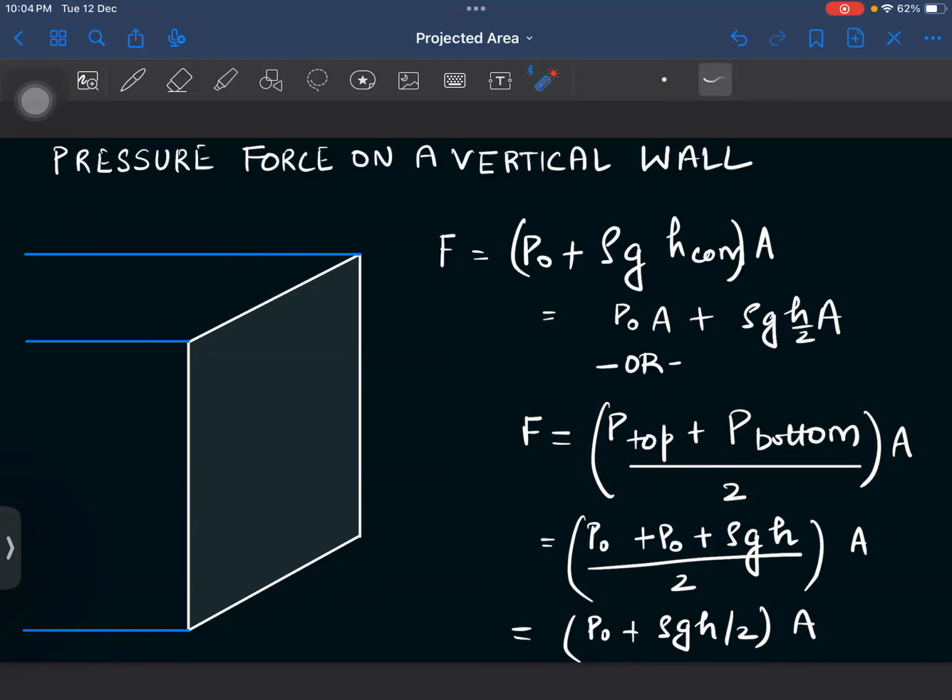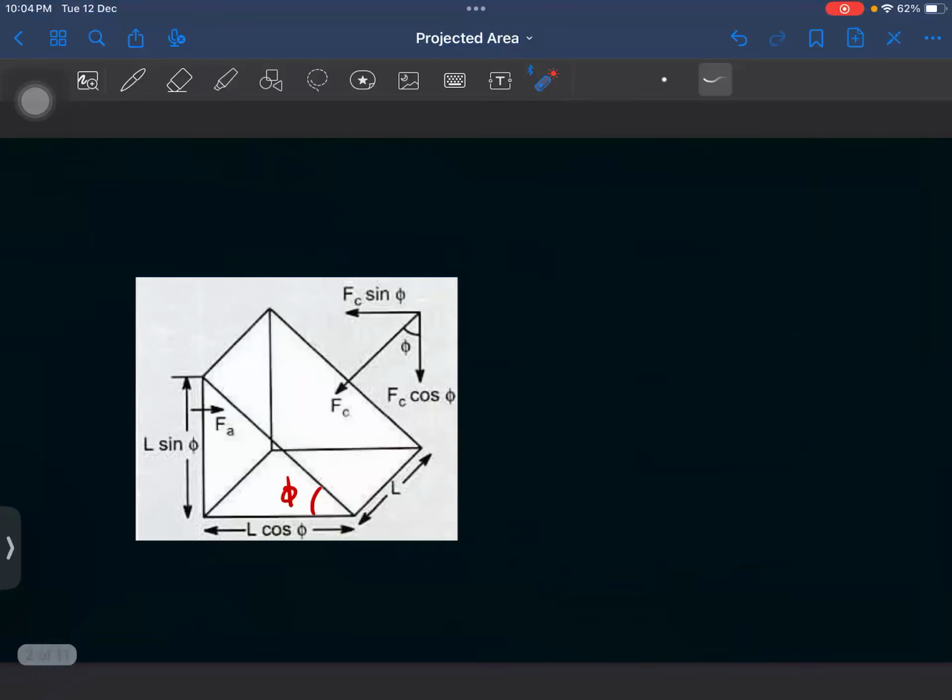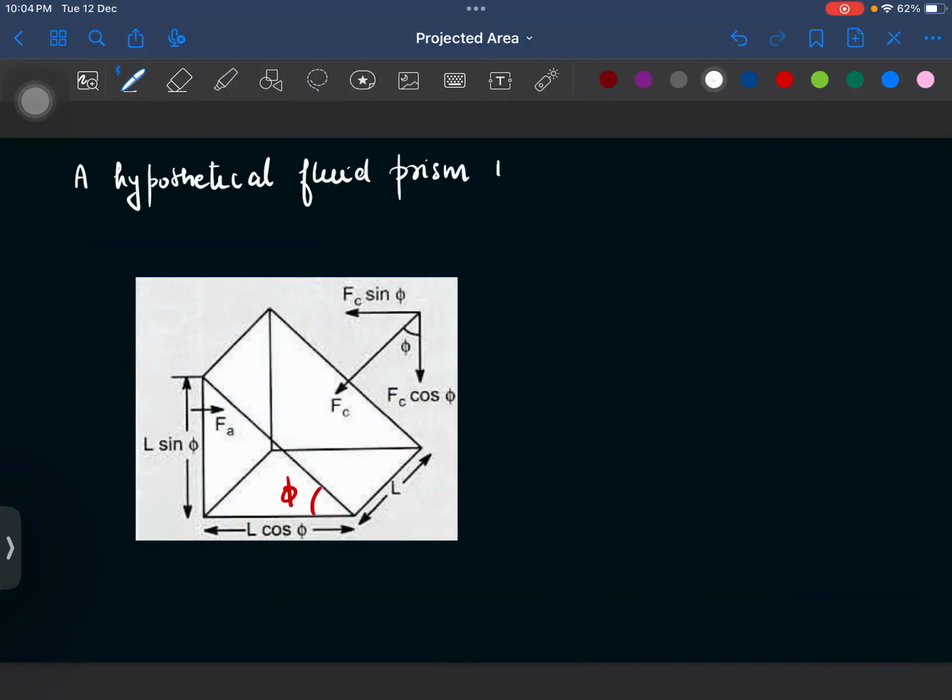Now let us change this case. For example, take this case. This case is a hypothetical fluid prism in fluid. So there is a container filled with a fluid, and in that we have taken a hypothetical shape of the fluid, which is in the shape of a prism. And we try to find out what is the force on this slant surface.